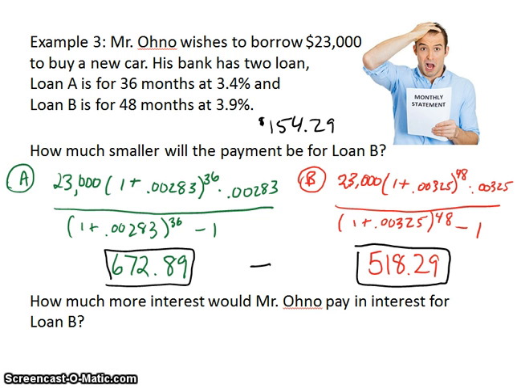So let's look at maybe a more important question: how much interest would Mr. Oh no pay in interest, right? How much total, right? How much more interest for option B? It sounds cheaper. Let's look at how much he would pay then. Well, if his monthly payment for option A is $672.89, he needs to multiply that by 36 to get the number of months.